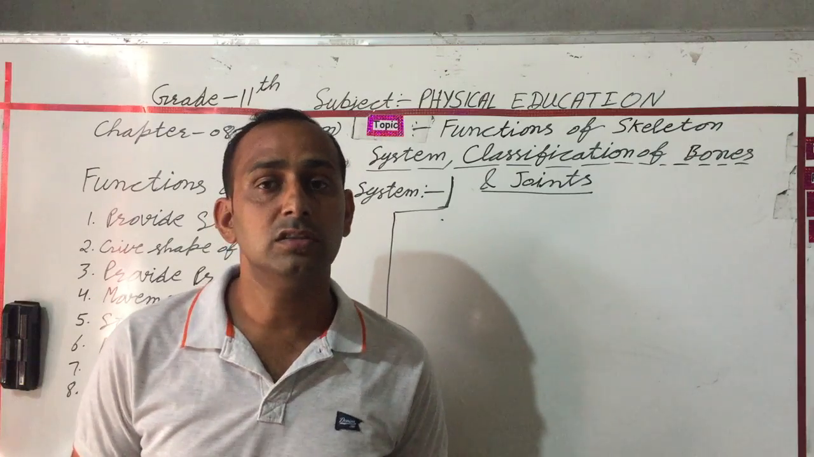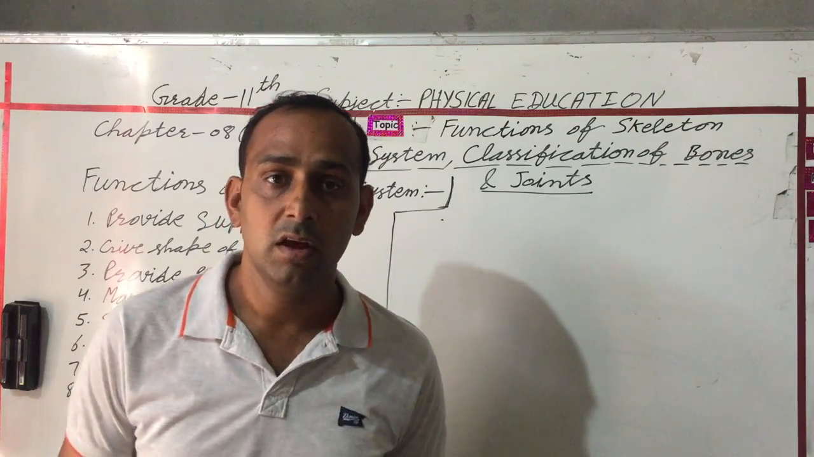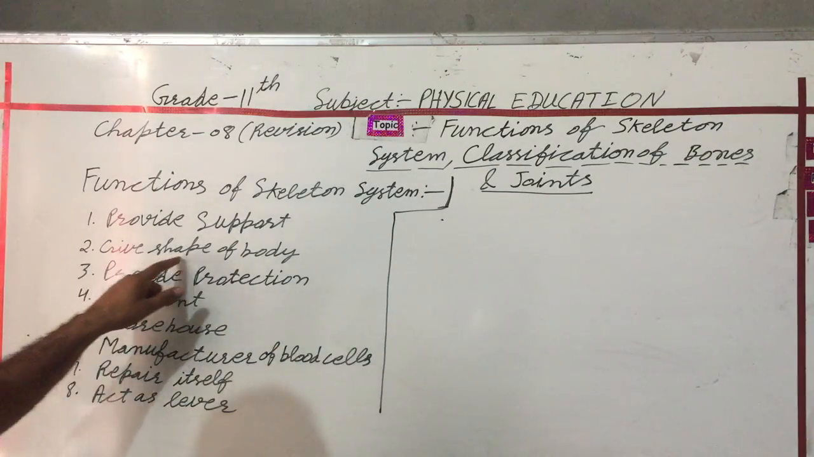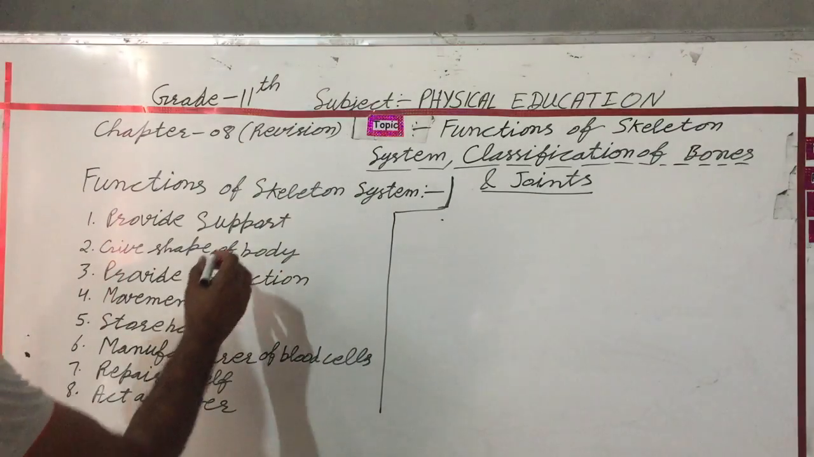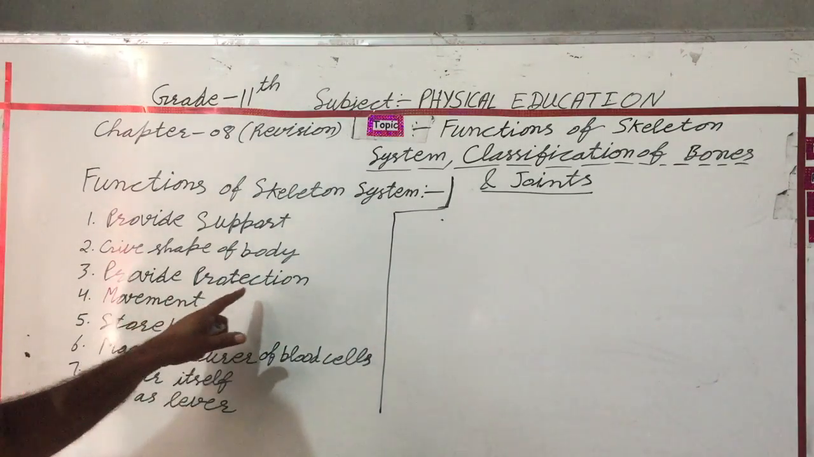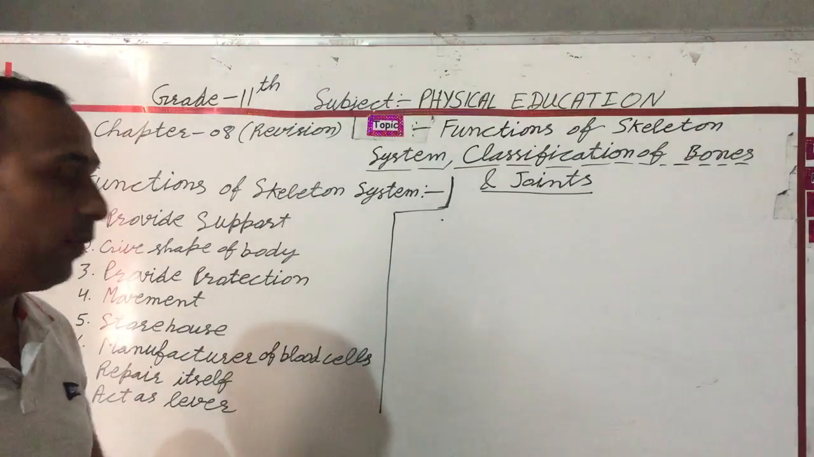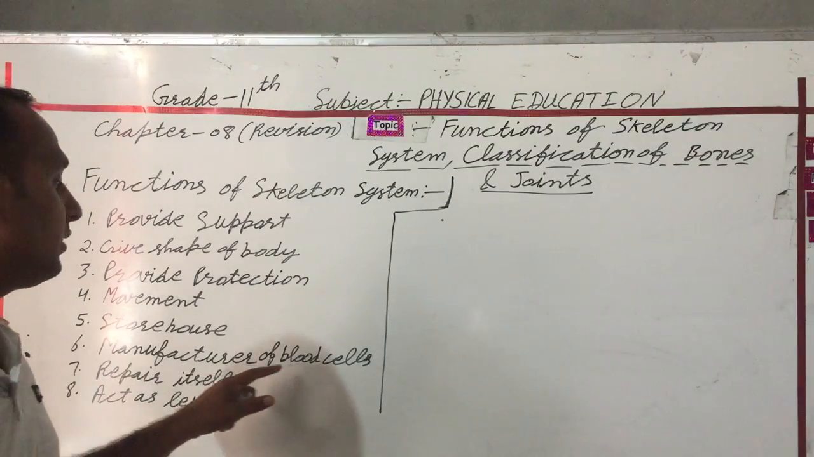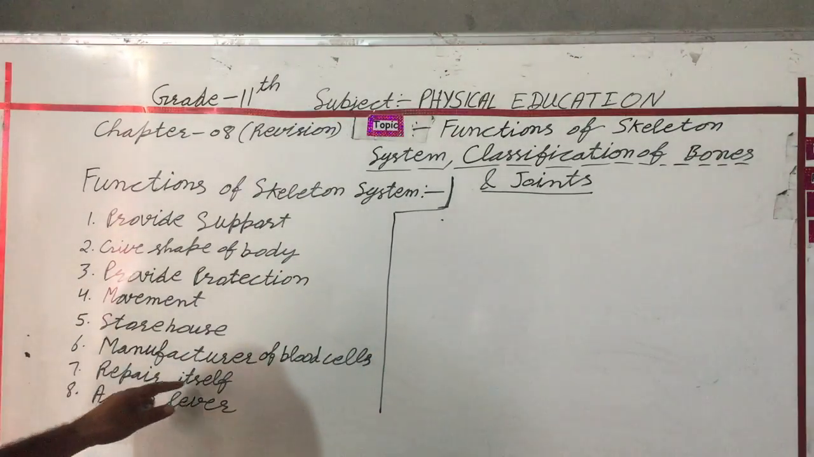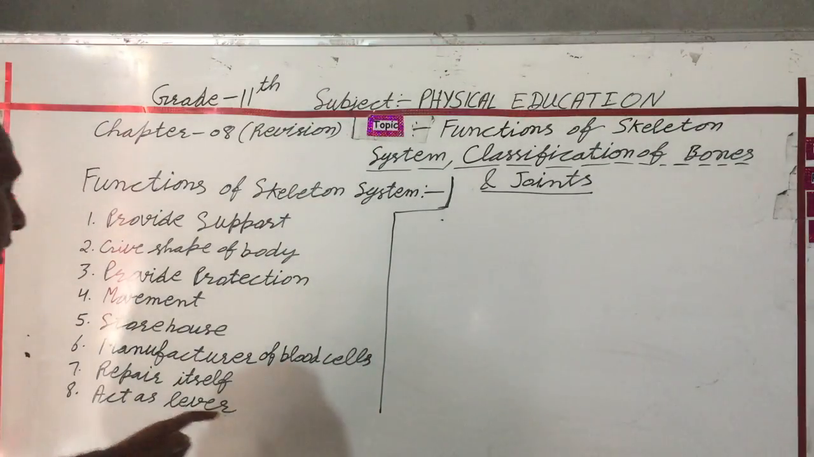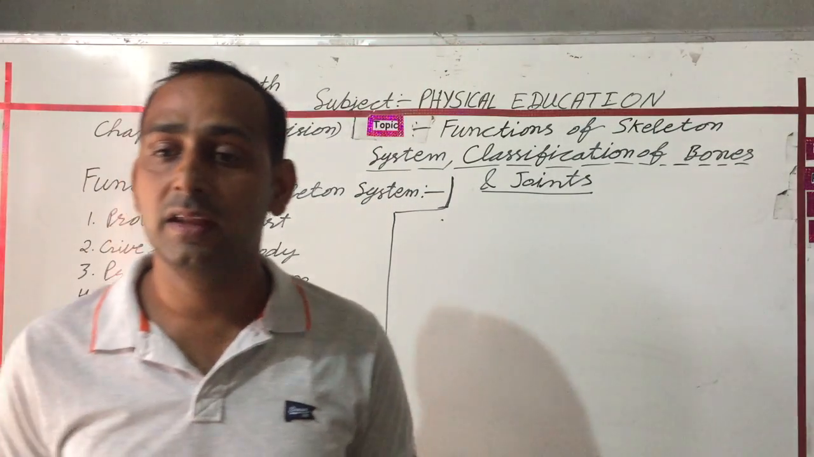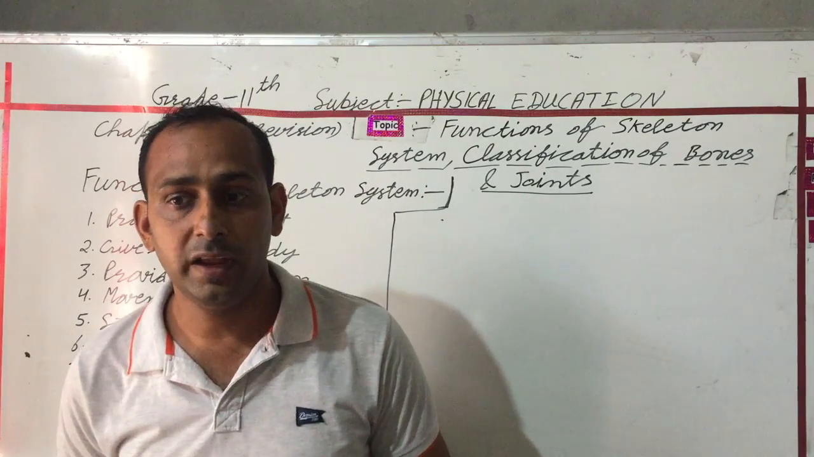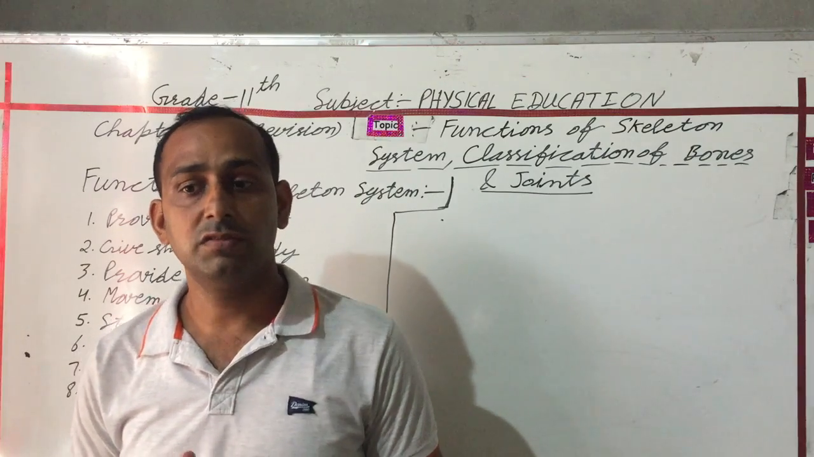The main functions of the skeletal system are: first, provide support; second, give shape to the body; third, provide protection; fourth, movement; fifth, storehouse; sixth, manufacture of blood cells; seventh, repair itself; eighth, act as lever. These are the main functions of the skeletal system, and I will explain all of them.